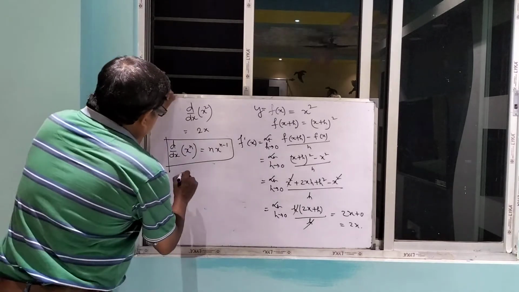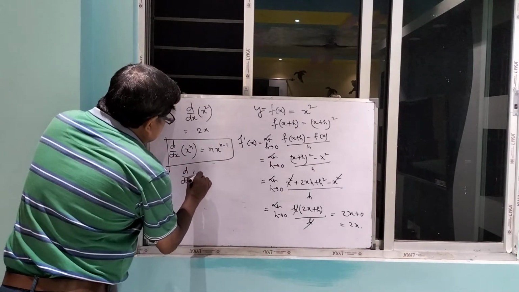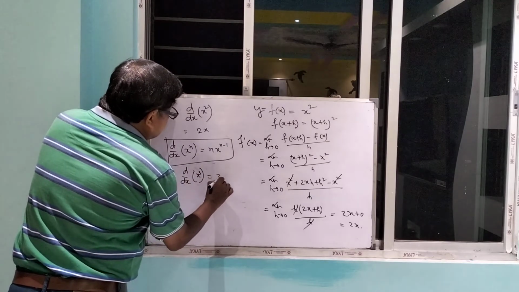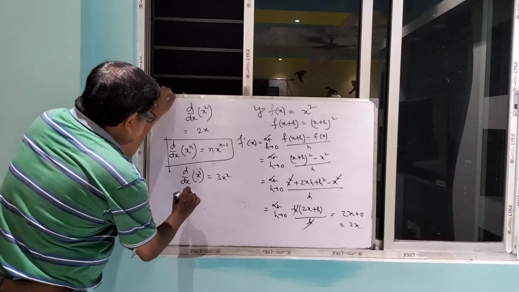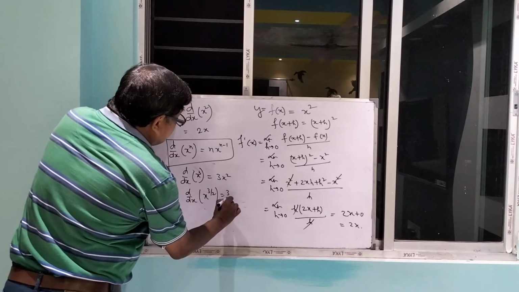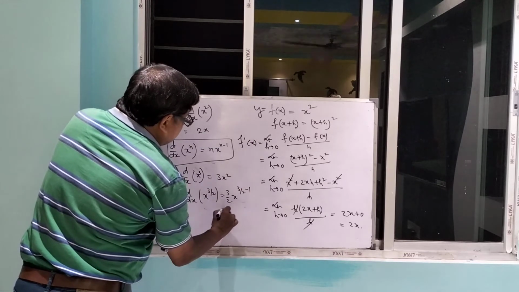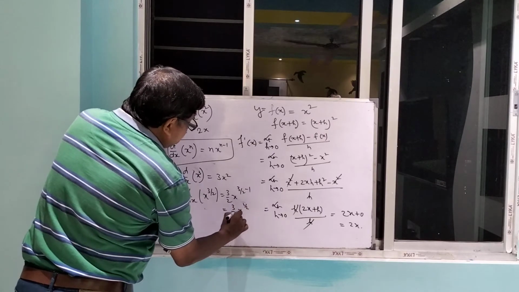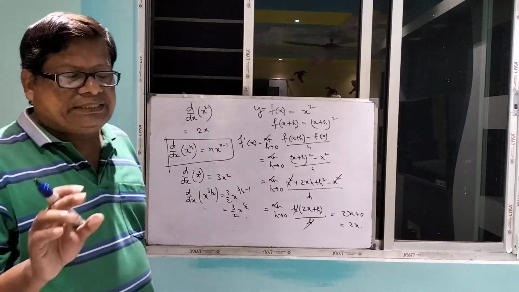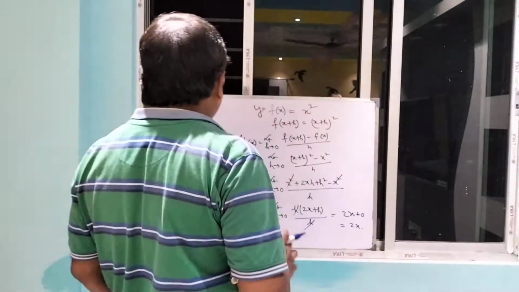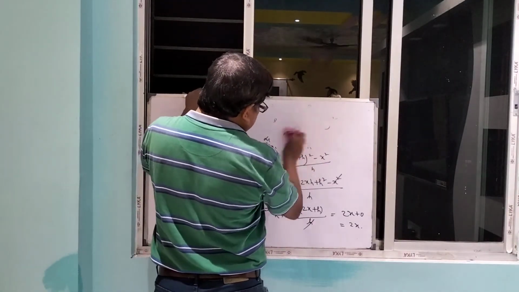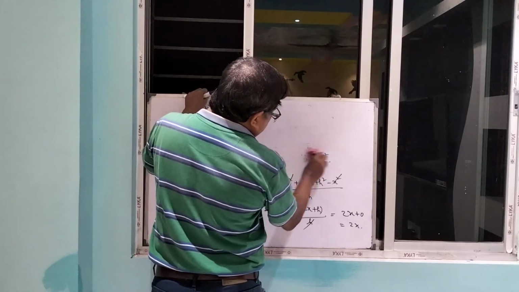Similarly, d by dx of x cube is 3x square. Similarly, d by dx of x to the power 3 by 2 is 3 by 2 x to the power 3 by 2 minus 1, that is 3 by 2 x half. This is formula basis only. So d by dx of x to the power n equals n x to the power n minus 1. Now I am showing another method, another sum.